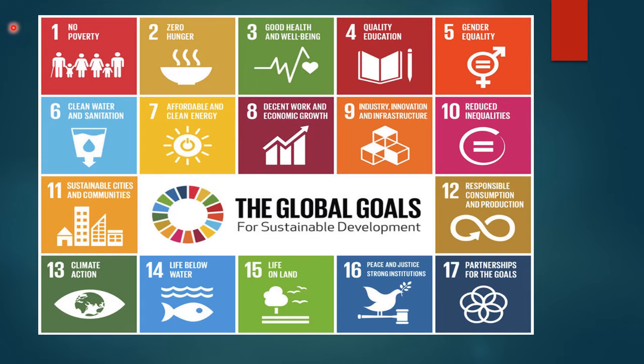Next is clean water and sanitation. It ensures availability and sustainable management of water and sanitation for all. Next is affordable and clean energy. It ensures access to affordable, reliable, sustainable and modern energy for all. Next goal is decent work and economic growth. It aims to build resilient infrastructure, promote inclusive and sustainable industrialization, and foster innovation.